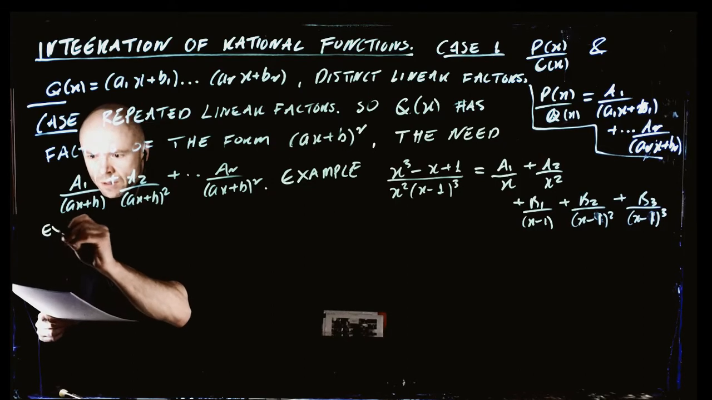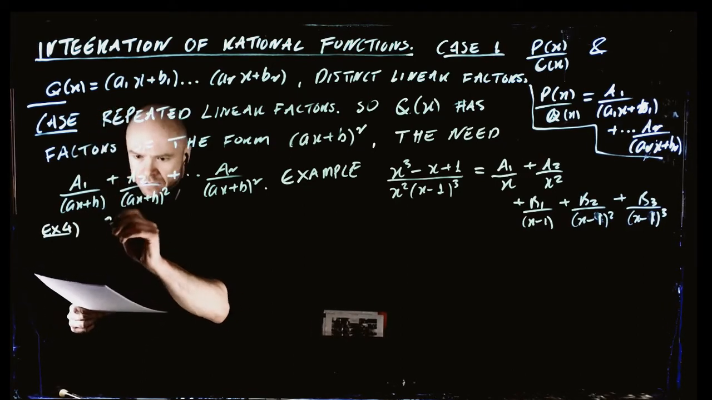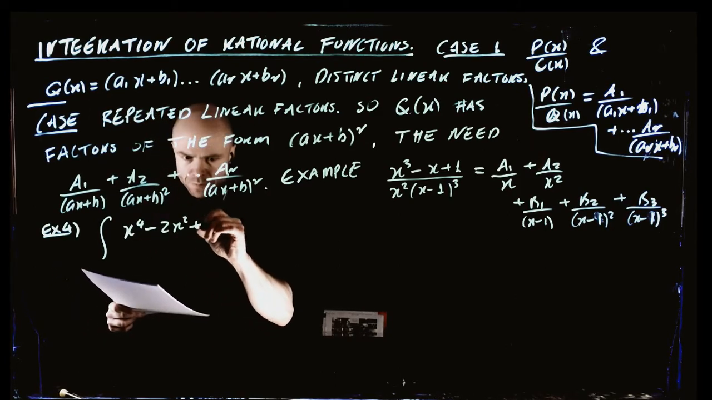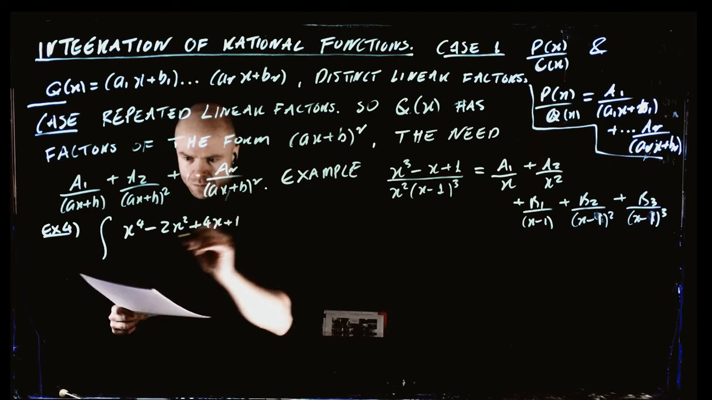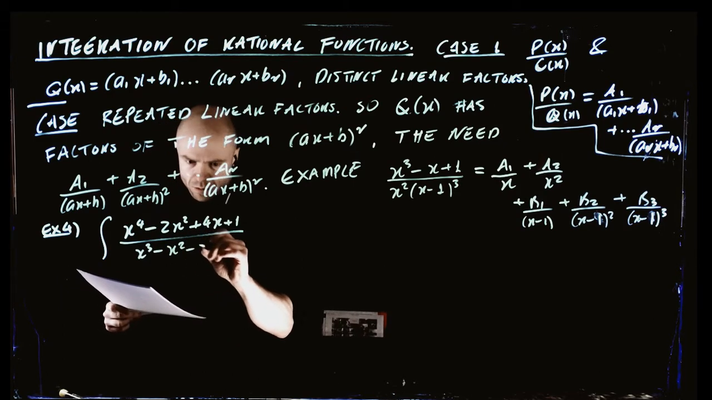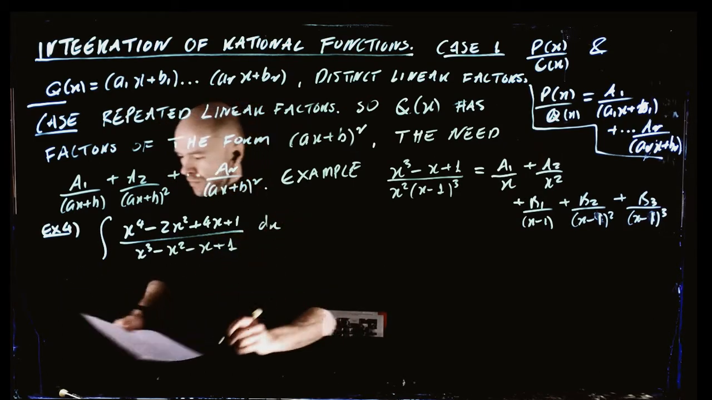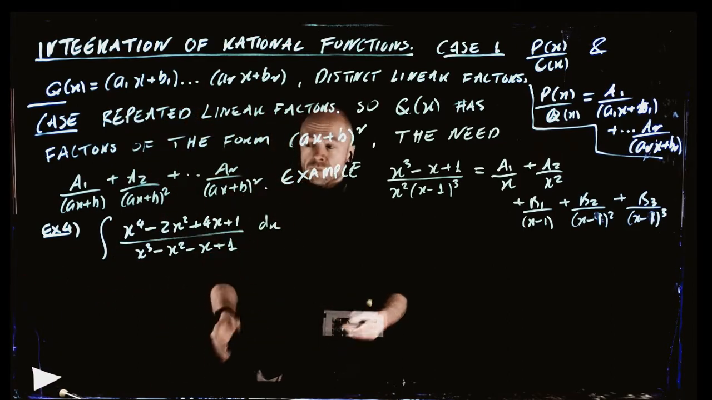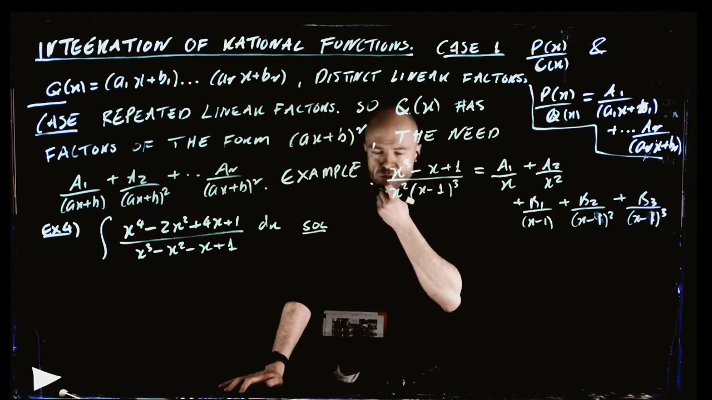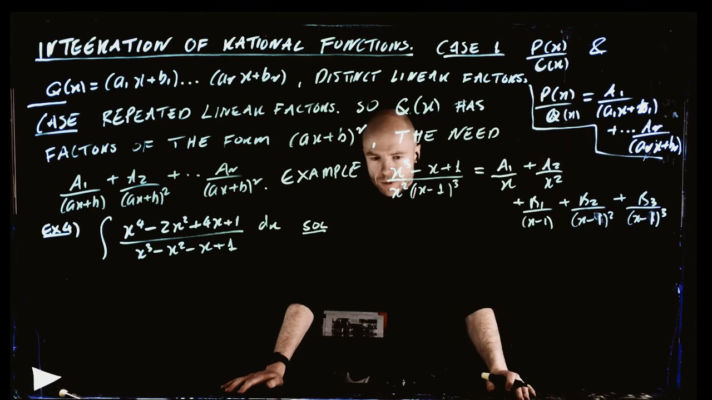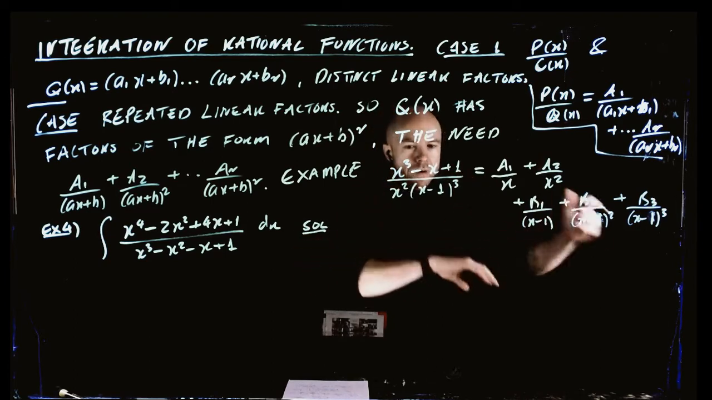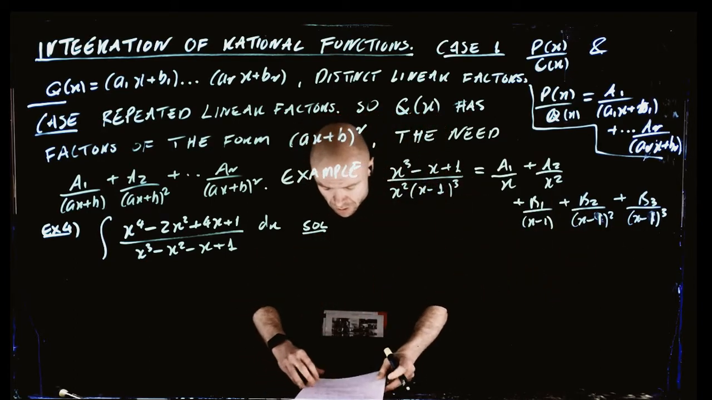This is example 4. We have this thing. Okay, so what's the first step? What's the first step, people? It's improper, right? So we can't apply any of this stuff until we put it into the form of a polynomial plus a proper rational function. We have to do polynomial long division. We're going to skip that step.